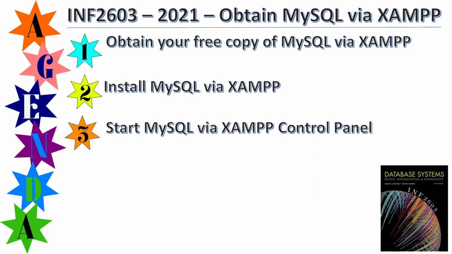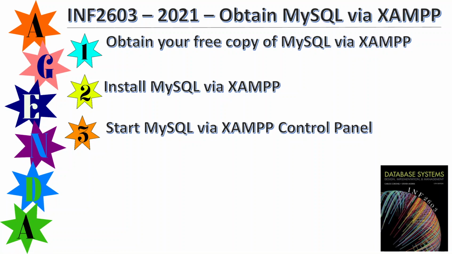Example. What I want to do is try and help you to get MySQL operating on a Windows 10 computer. So the first objective is to obtain your free copy of MySQL via XAMPP, to install MySQL via XAMPP, and also to start MySQL via the XAMPP control panel.